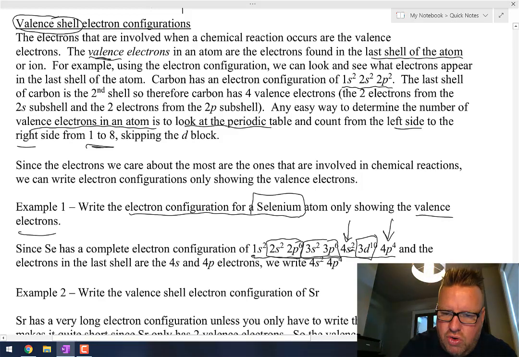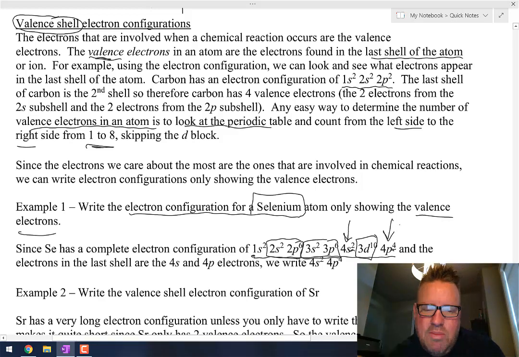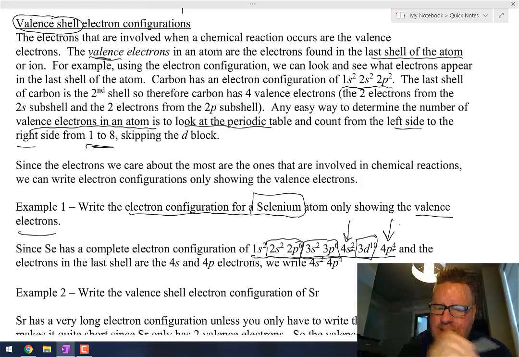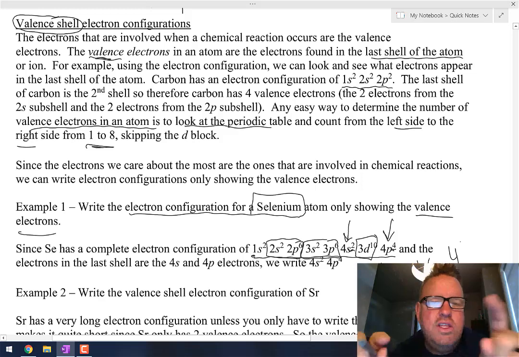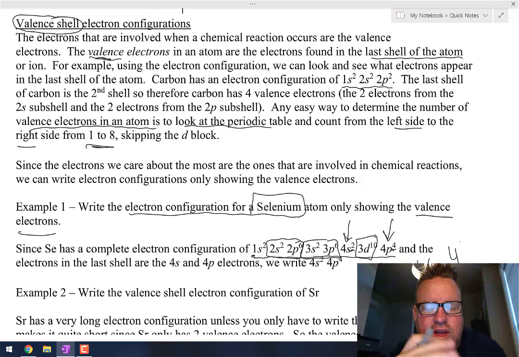Notice that there's 2 plus 4. Look at selenium on the periodic table. You should notice that selenium does have 6 valence electrons based on that 1 to 8 thing. Okay, and so the valence shell electron configuration of selenium, as you can see right there, is just 4s2, 4p4. Oh, so it's basically the same thing we've been doing. It's just a shorter version of it. Yes, exactly. That's exactly what this is.